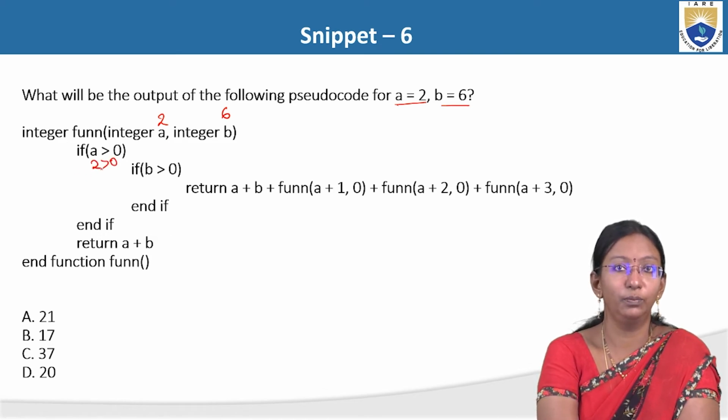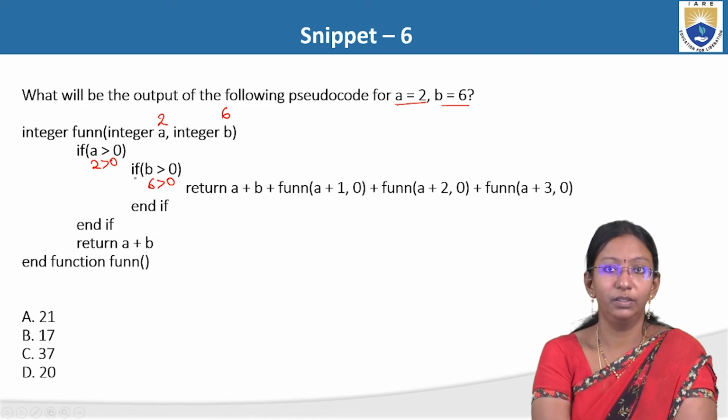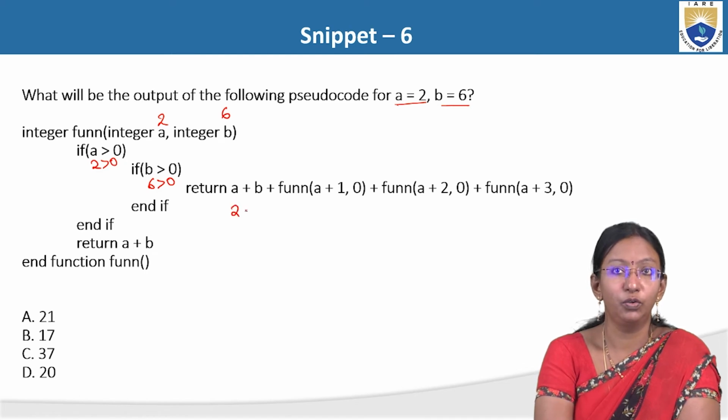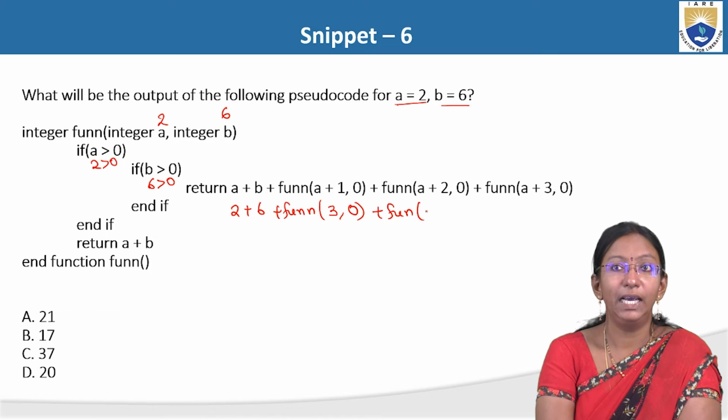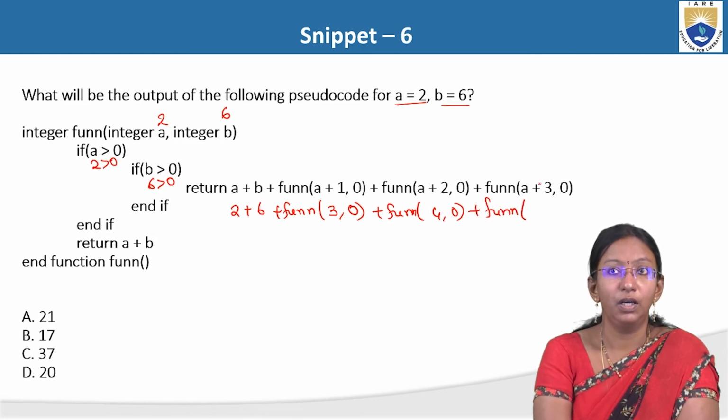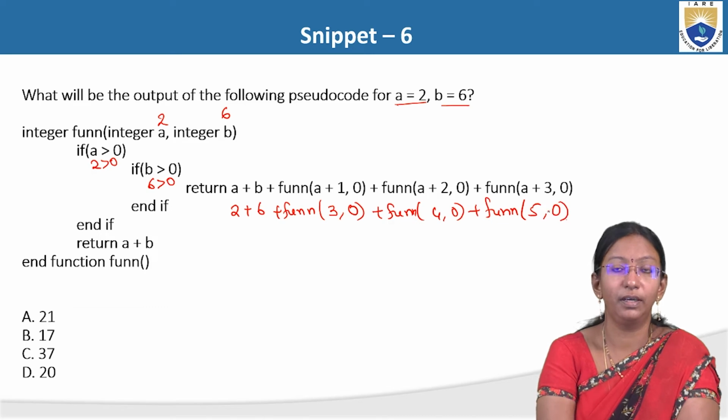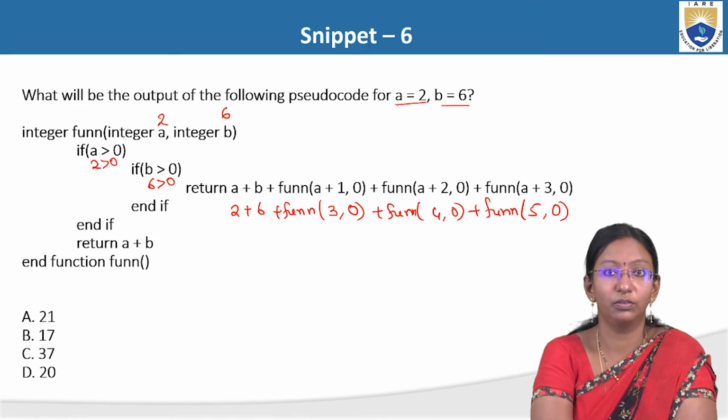2 greater than 0, yes, the condition is true. 6 greater than 0, yes, the condition is true. It is going to return 2 plus 6, A plus B, as they have said. I have replaced it. So fun of A, what is the value of A? It is 2, 2 plus 1, so it is 3, 0. Plus fun of A plus 2. So A value is 2, 2 plus 2, 4, 0. Plus fun of 2 plus 3, 5. Right? So 3 function calls, where fun is calling itself.